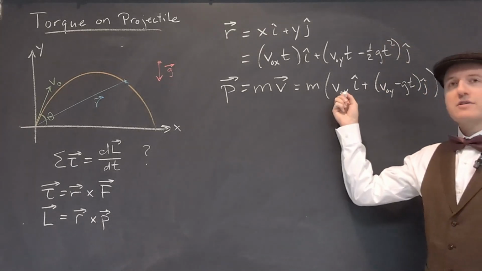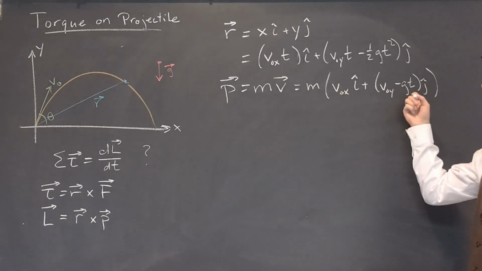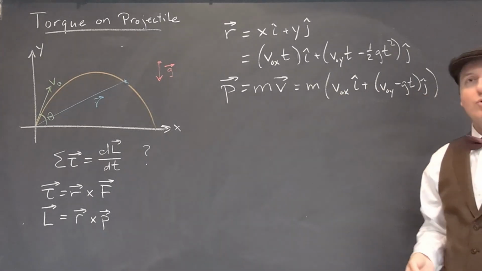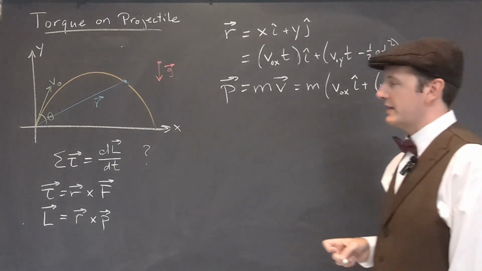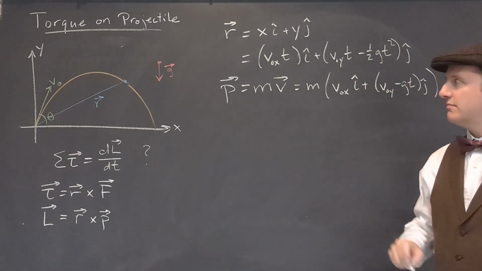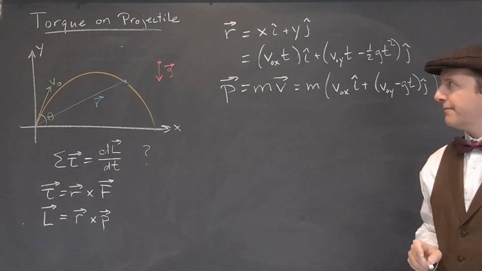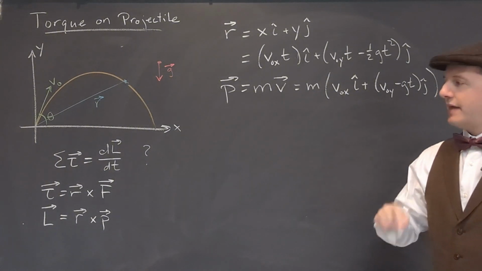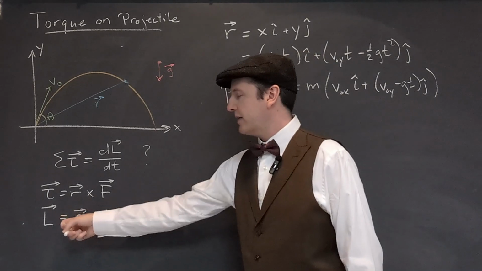Okay, so the x component, of course, is a constant. The y component does decrease or become more negative with time because of the acceleration. And then we just tacked a mass on at the front. Hopefully that's not going to matter, but we can be consistent here. That gives us r and p. We could quickly calculate L.